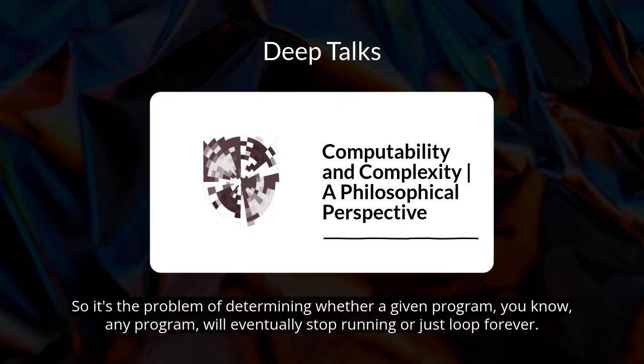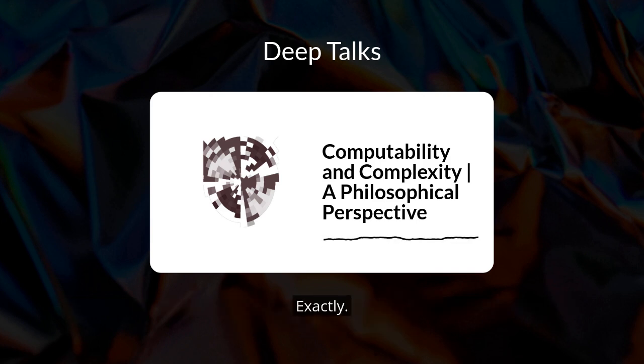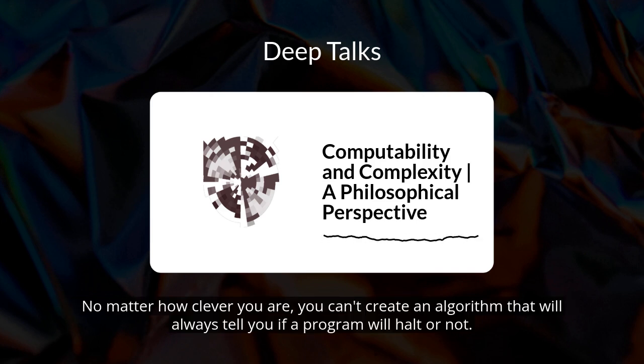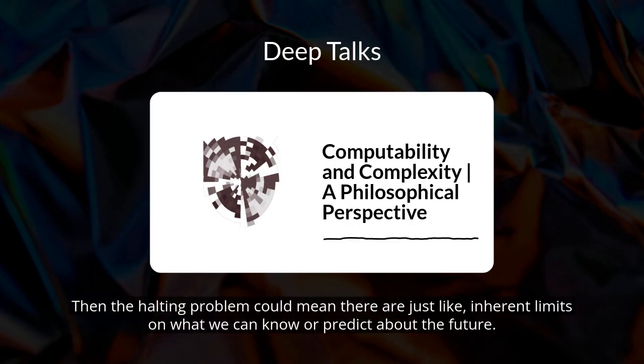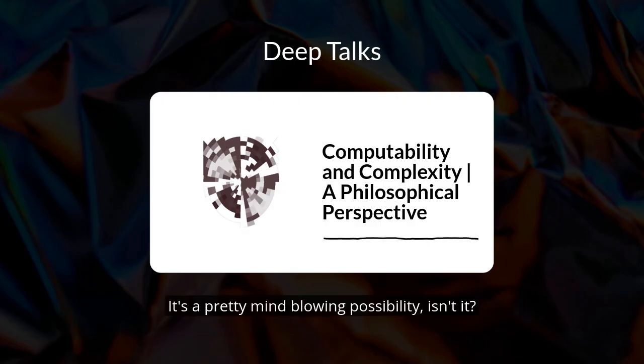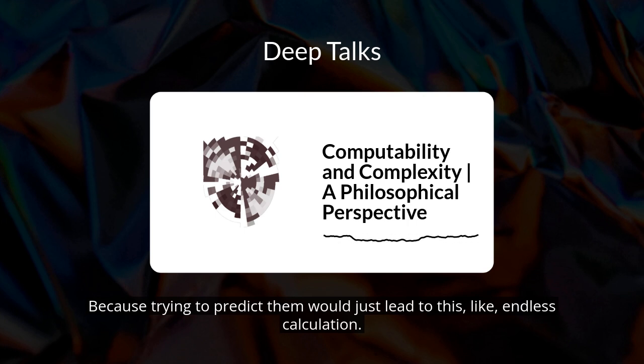So it's the problem of determining whether a given program, any program, will eventually stop running or just loop forever. Right. And Turing proved that there's no general algorithm that can solve that problem for all programs. Exactly. No matter how clever you are, you can't create an algorithm that will always tell you if a program will halt or not. Wow. And so if the universe itself is like this giant computation, then the halting problem could mean there are inherent limits on what we can know or predict about the future, right? It's a pretty mind-blowing possibility, isn't it? It is. Are you saying there might be events or outcomes that are impossible to foresee, even with unlimited computational power?